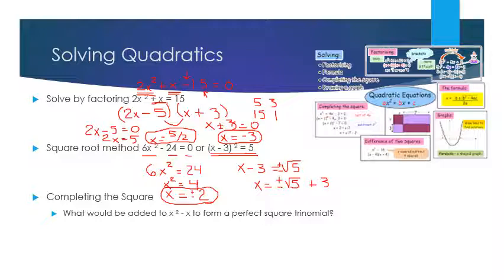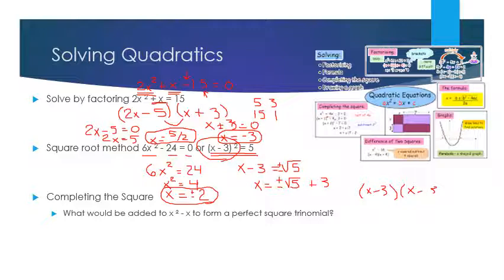Now, completing the square, some people love it, some people hate it. Sometimes it's difficult to figure out, but once you've done it a few times, it's not so bad. If you remember in a perfect square trinomial, well, let's just take this one for instance. We had here x minus 3 squared. If I have x minus 3 squared, I can expand it to make x minus 3 times x minus 3.